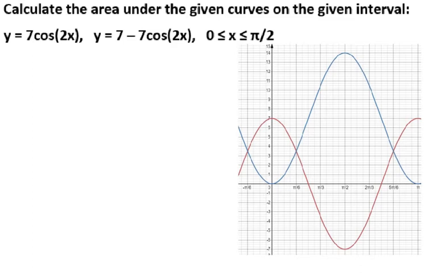So the first area I'm going to shade in yellow, and the second area I'm going to shade in blue, but I only need it until pi over 2. So here is pi over 2.